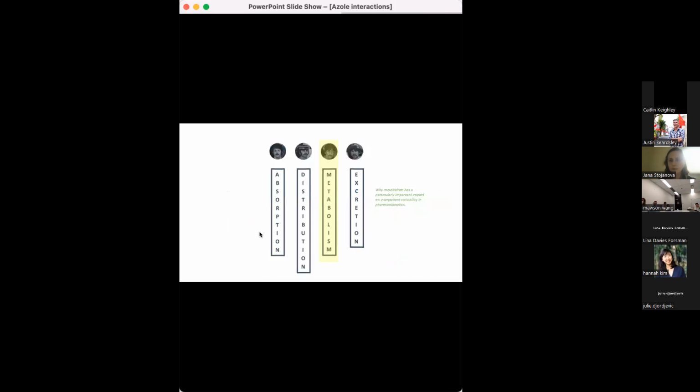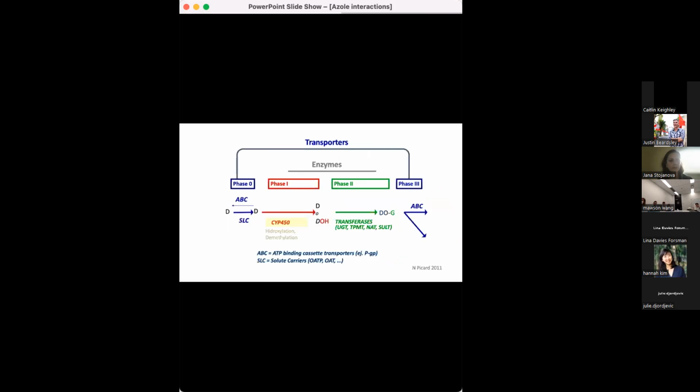We'll just delve in a little bit more into metabolism. This is just to illustrate what can happen to the drug in a metabolic setting. Enzymes are involved in biotransformation of drugs, but transporters influence the process by allowing what concentrations are available to be metabolized.